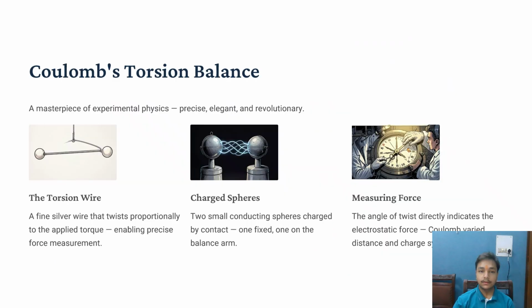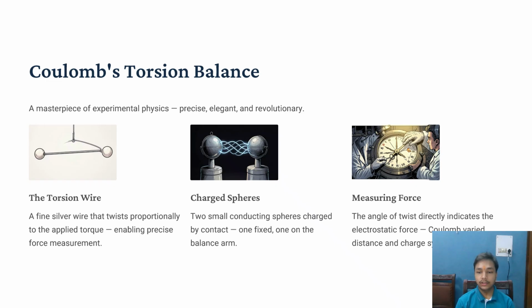This is Coulomb's torsion balance, as you can see in the pictures. This apparatus was a masterpiece of experimental physics: precise, elegant, and revolutionary. This is the torsion wire, a fine silver wire that twists proportionally to the applied torque, enabling precise force measurement. Then there are these charged spheres. There are two small conducting spheres charged by contact, one fixed and one on the balance arm. So this is charging by induction.